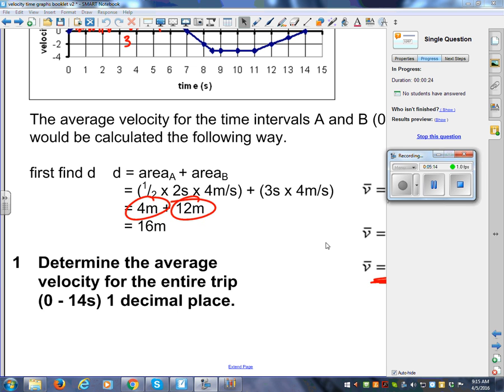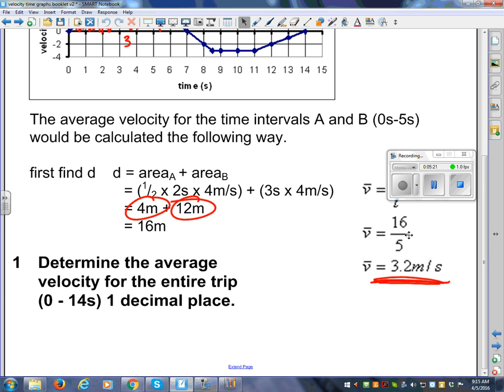Because what's really important is not the answer. What's important is learning how to do it, right, Brendan? Okay, and then you're going to divide by the total time. What's the total time here? 14. 0 to 14 seconds. You have to do it right to 1 decimal point. You have to round correctly.